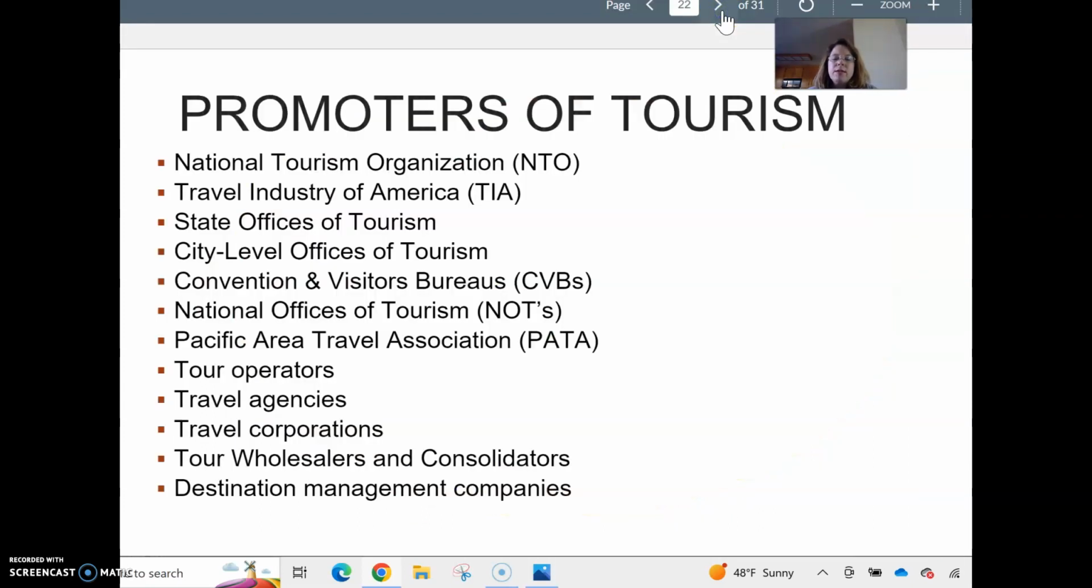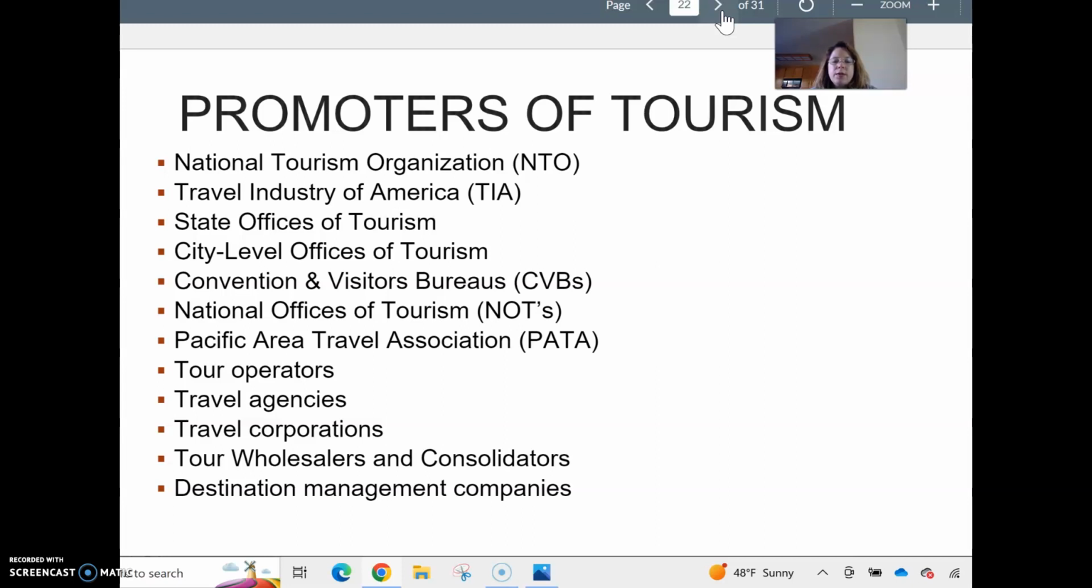And an important thing to know, and also as you're thinking about career opportunities, right? We've already thought about a lot, but there are promoters of tourism. Now, the United States does not have a Department of Tourism or a Ministry of Tourism like other countries do, but we do have some agencies that do help to promote tourism, such as the National Tourism Organization, Travel Industry of America. There are state offices of tourism, or really what's more prevalent than state and city level offices is the convention and visitors bureaus, right? So in San Francisco, that's called SF Travel. There's also one in San Mateo County for the Mid-Peninsula area.